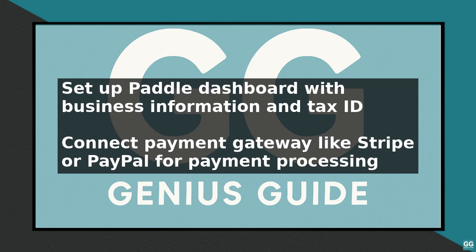Once you have set up your Paddle dashboard and connected your payment gateway, you can start creating products and pricing plans. To create a product, navigate to the Products section of your dashboard and click on the New Product button. Enter the product details, such as the product name, description, and price, and then click on the Create Product button.